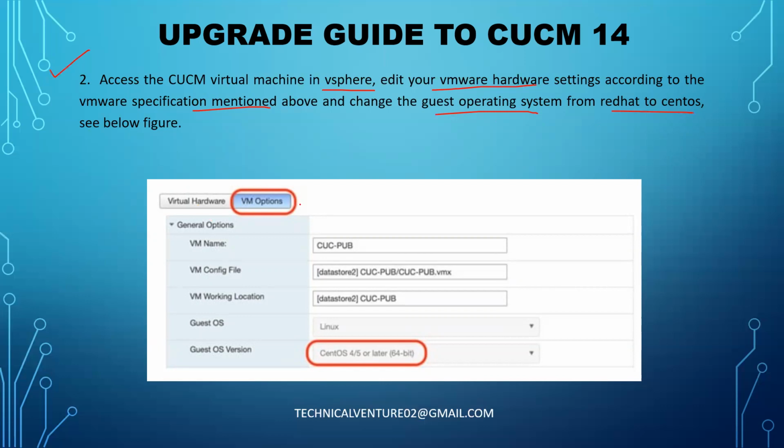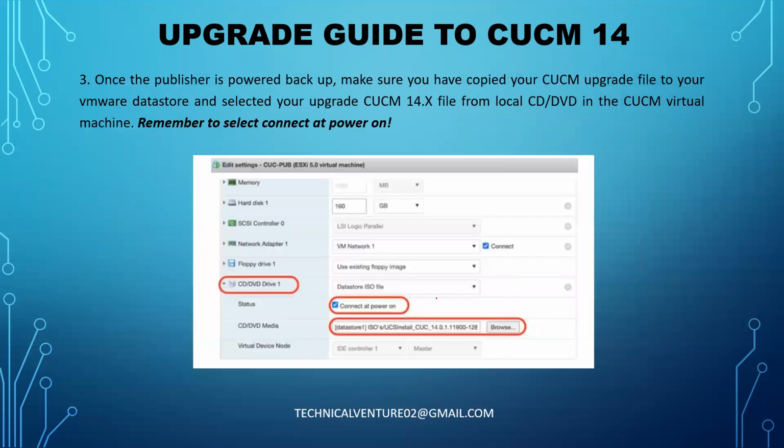Once you access your virtual machine, you can see 2 options, virtual hardware and VM options. There you can go to this VM options, and at the last you can see guest operating system version. There you can see Red Hat, but once you click on this one and scroll down, you can see CentOS as well. Select this one, CentOS.